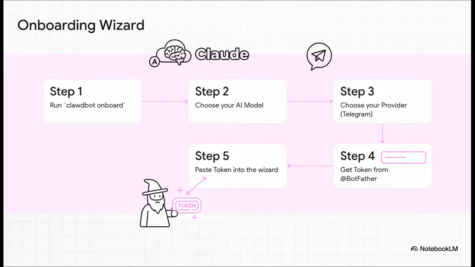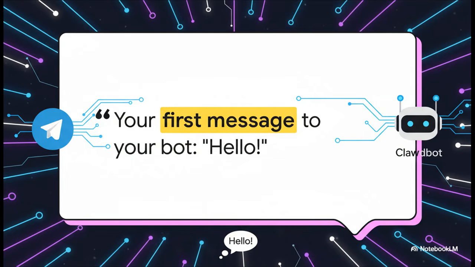To make that connection, you'll pop over to Telegram and message a special utility called the botfather. It sounds dramatic, but it's just going to give you a unique key called a token for your new bot. You just copy that token and paste it right back into the wizard in your terminal. Okay, here's the payoff moment, the part that makes it all real. Open up Telegram, find the bot that you just created, and send it a message. Just something simple, like, hello. This is your very first conversation with your very own AI.